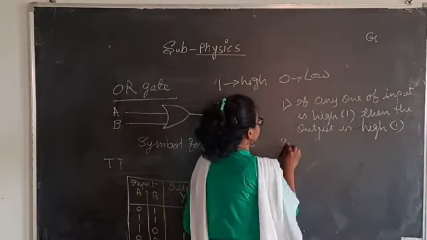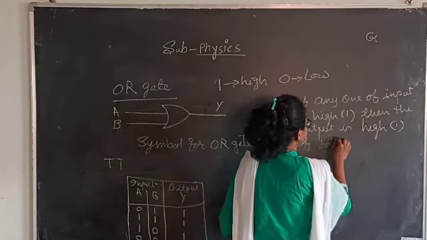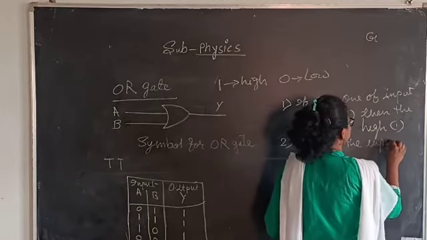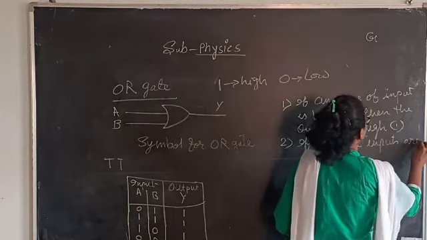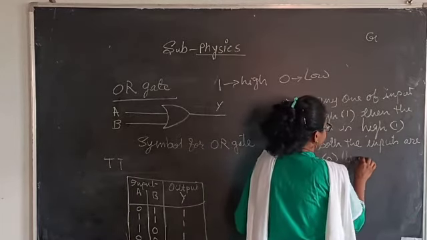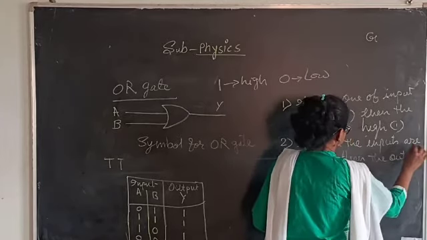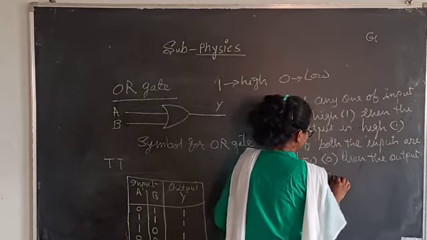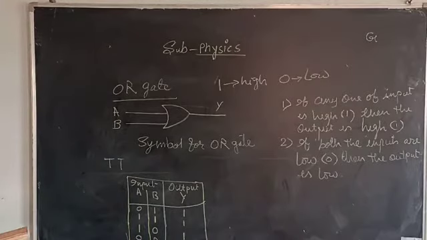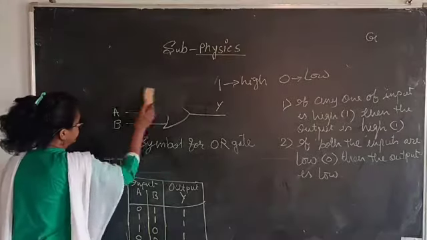So the second point we got is if both the inputs are low, that is 0, then the output is low. Okay. So this is the conclusion we drew from the OR gate. Now we'll switch to the other basic gate, that is the AND gate.